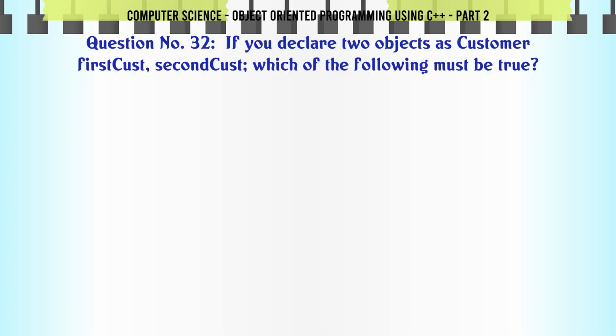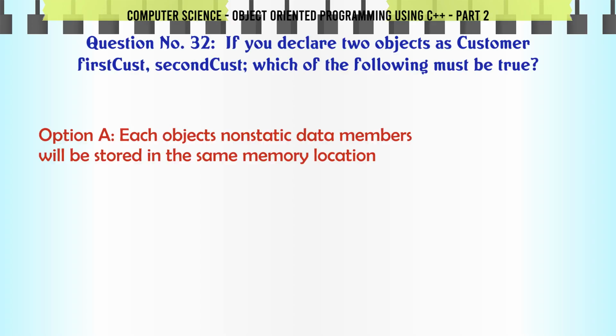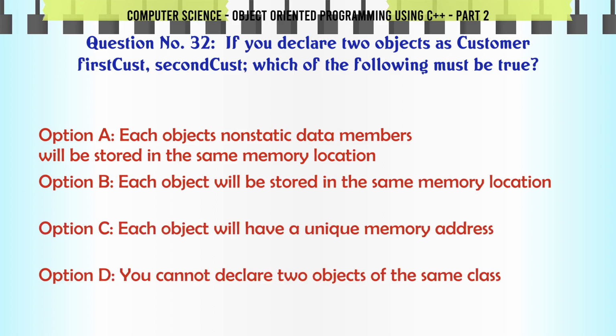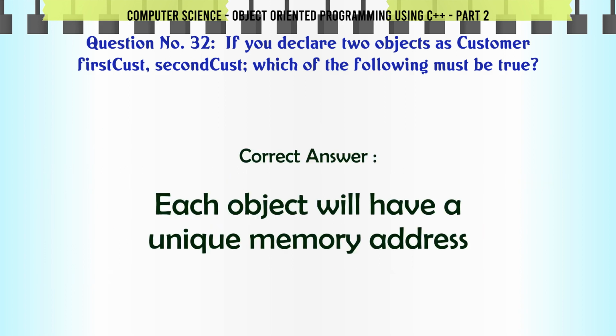If you declare two objects as customer FirstCust, secondCust, which of the following must be true? A. Each object's non-static data members will be stored in the same memory location. B. Each object will be stored in the same memory location. C. Each object will have a unique memory address. D. You cannot declare two objects of the same class. The correct answer is each object will have a unique memory address.